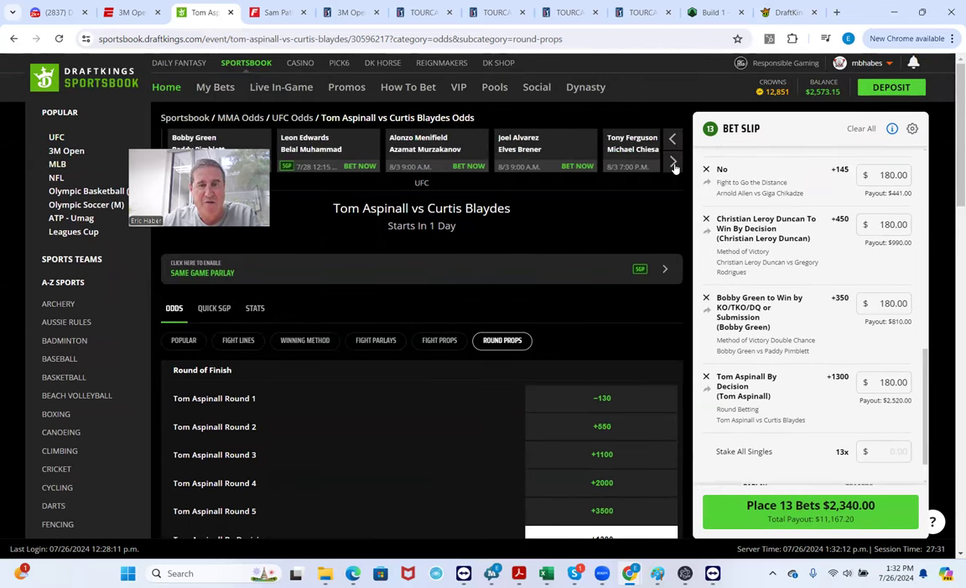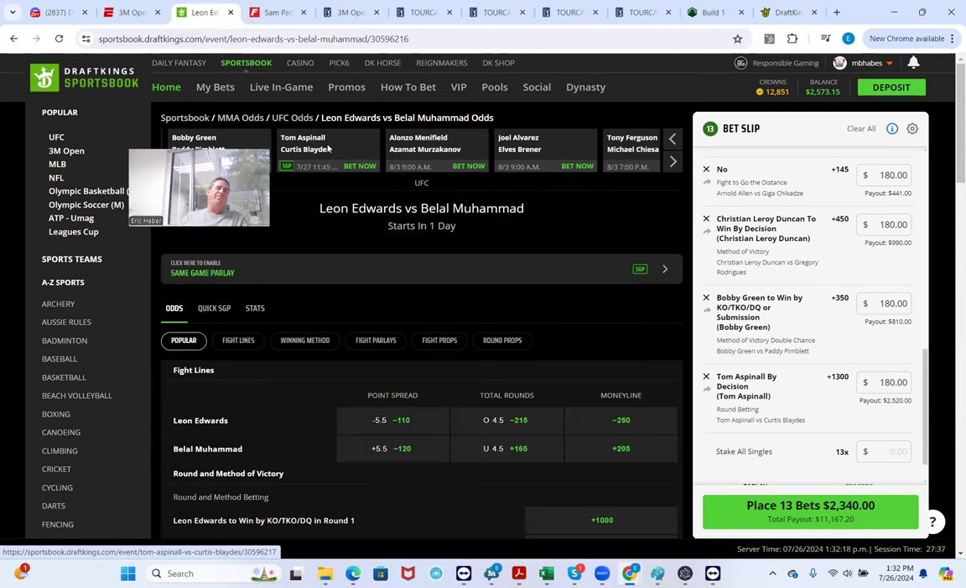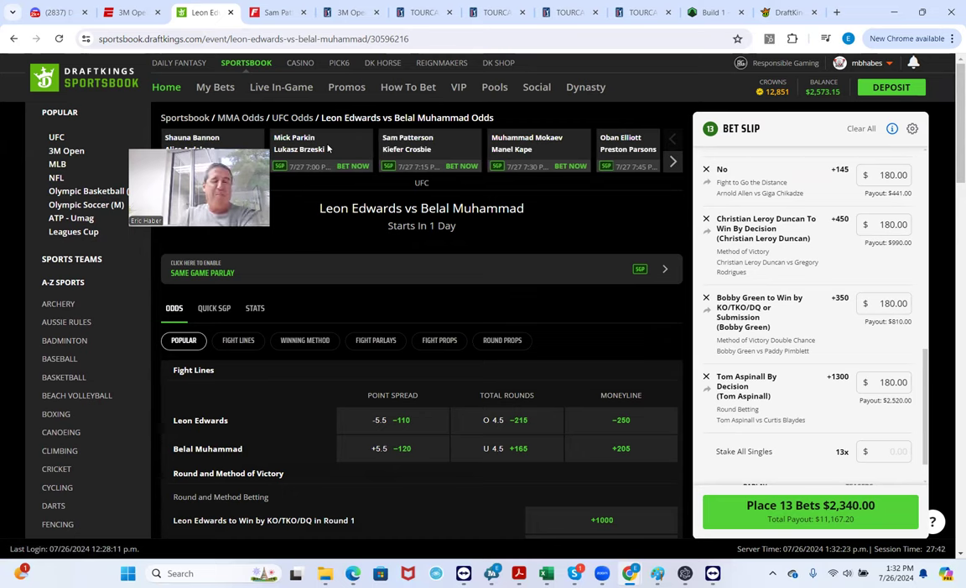Main event, now that we're 0-13, we have to win all of our money back here. And it's Leon Edwards versus Bilal Muhammad. Now, I'm going to tell you what you're really supposed to do here. You're supposed to play Bilal Muhammad by decision because no one's expecting the British judging firm to give a decision to anybody except for Leon Edwards. But that's just not going to be 13-1, right? So what we're going to have to do is play one of these characters early. And unfortunately, I don't think it's going to be that early. But let's take a look.